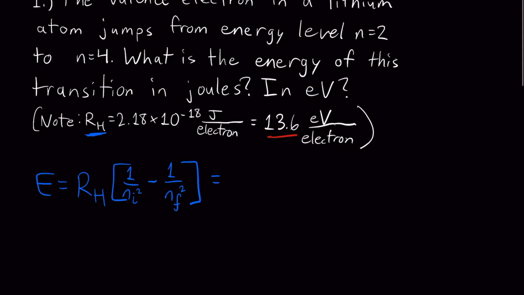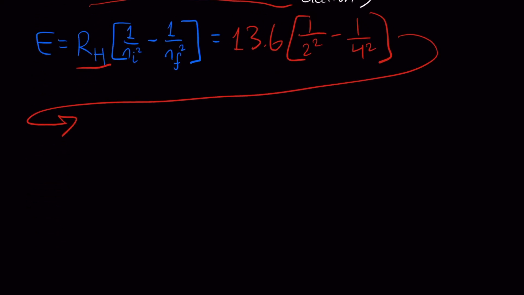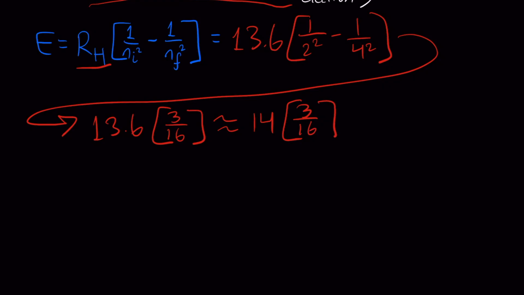Now we're going to find it in eV. To find it in eV, we're just going to change this Rydberg number into 13.6, because if you see up here, they are equal to each other. So we're going to do that. Plug in the numbers: 1 over 2 squared minus 1 over 4 squared. We're going to have 13.6, same as before, times 3 over 16. Now we're going to estimate to 14 times 3 over 16.